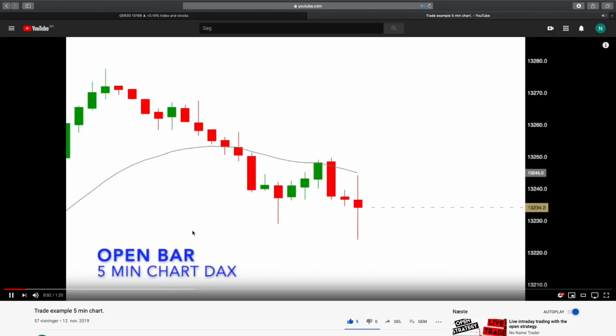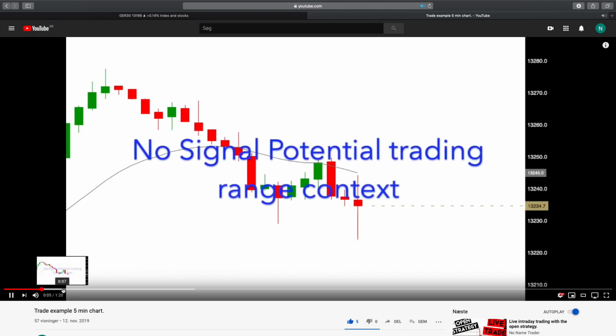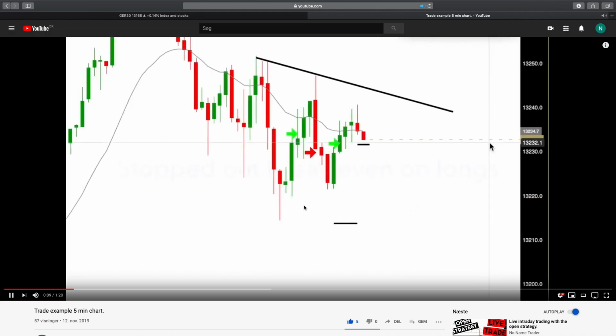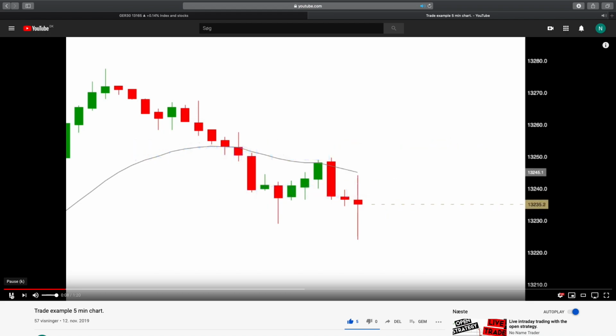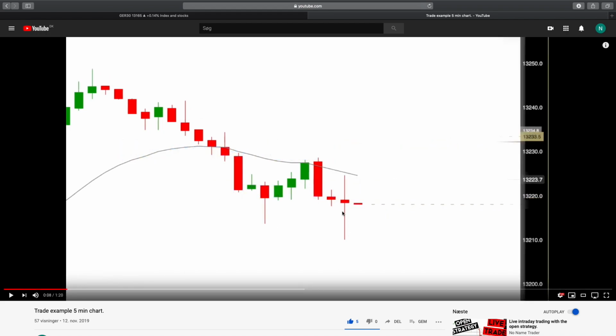So another open bar strategy right here. Let's just see how it goes. So, no signal, potential trading range context. Let's just take a look at that. The open bar closed like this right here. Bear doji. A bear because it closed below the open. Doji because it had no direction. It had almost equal tails on top and on bottom. So that's not a signal.